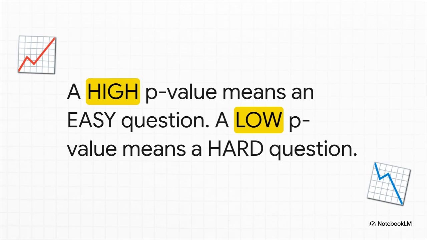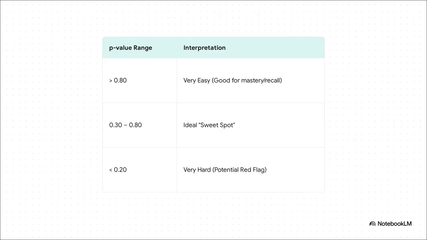On the flip side, a low p-value of, say, 0.15 means it was a really tough one that only 15% of students answered correctly. And this gives us some really practical benchmarks. Look, a question above 0.80 is perfectly fine if you're just testing foundational, must-know recall. But for the bulk of your exam, you really want your questions living in that sweet spot between 0.30 and 0.80. Anything below 0.20, that's a potential red flag, something we definitely need to investigate further.